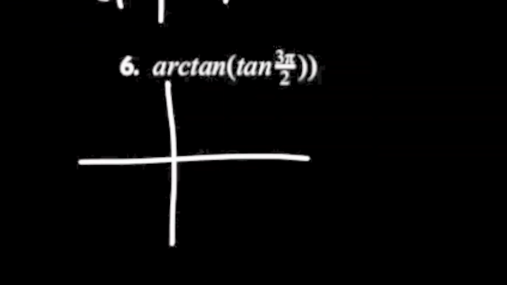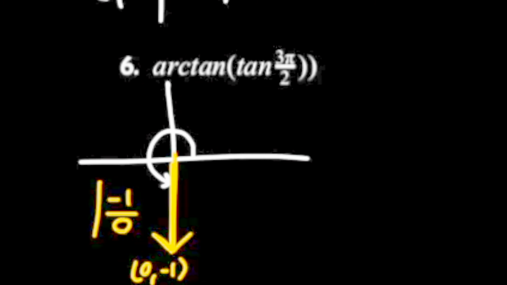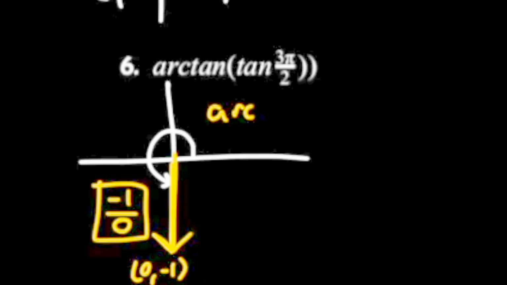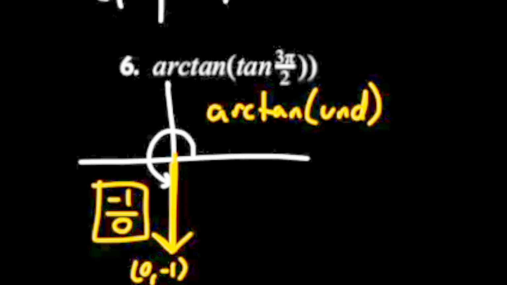In our last example, number 6, we have arctangent of tangent of 3 pi over 2, which is over here. So with that being a quadrant angle, again, the point is (0, -1), but tangent is sine over cosine, or in other words, y over x. So that would be -1 over 0, and that's undefined. You can't divide by 0. So this would be like saying find arctangent of undefined. Again, that doesn't make any kind of sense.